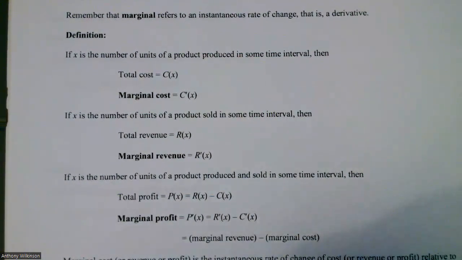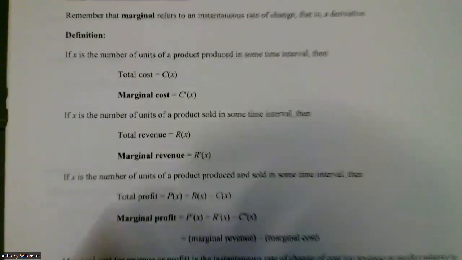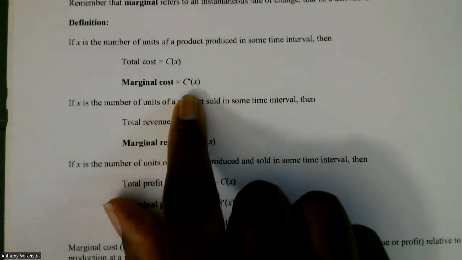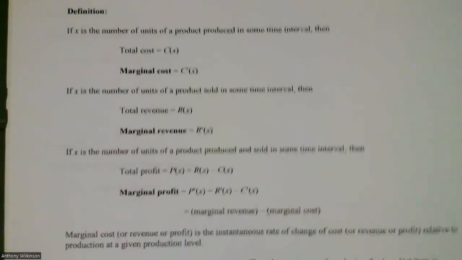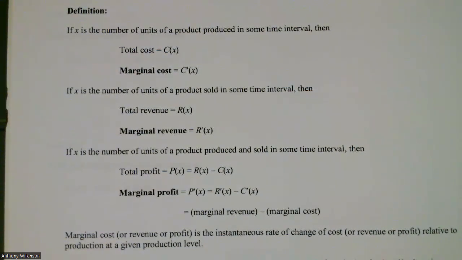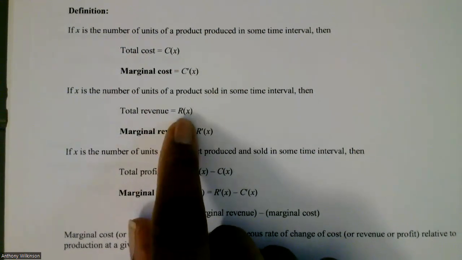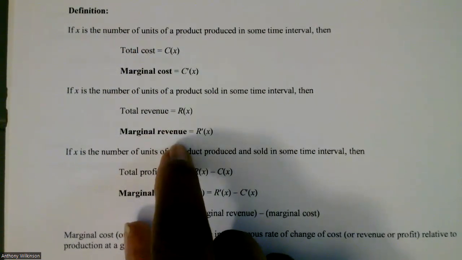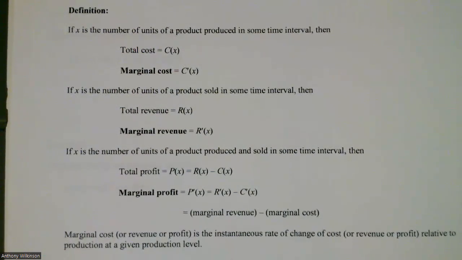If X is the number of units of a product produced in some time interval, then the total cost would be C of X. The marginal cost would be just C prime of X. That's the first derivative. The derivative of your total cost is your marginal cost. And then if X is the number of units of a product sold in some interval, then your total revenue would be R of X. The marginal revenue would be just R prime of X. That's just the derivative of your total revenue.